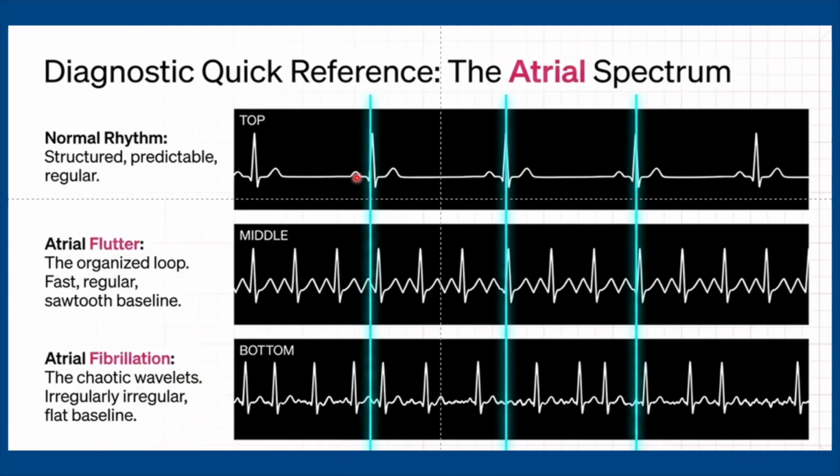There is a P wave and a normal PR interval before each QRS complex. The atrial flutter is still regular, but the baseline shows the sawtooth appearance of atrial flutter, and in atrial fibrillation it shows irregularity, and the baseline shows fibrillatory waves.